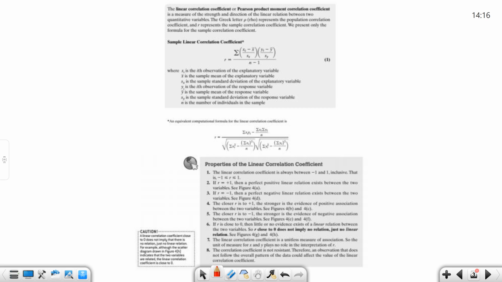Sample linear correlation coefficient, r equals, that sigma means a sum, of xi minus x bar over s sub x, and then yi minus y bar over s sub y. So you know what this is? This is a standard score for each x and a standard score, or z-score, for each y. So you're taking the standard scores, multiplying the x z-score and the y z-score together, summing all those up, and then dividing by n minus 1. Remember, that's our degrees of freedom.